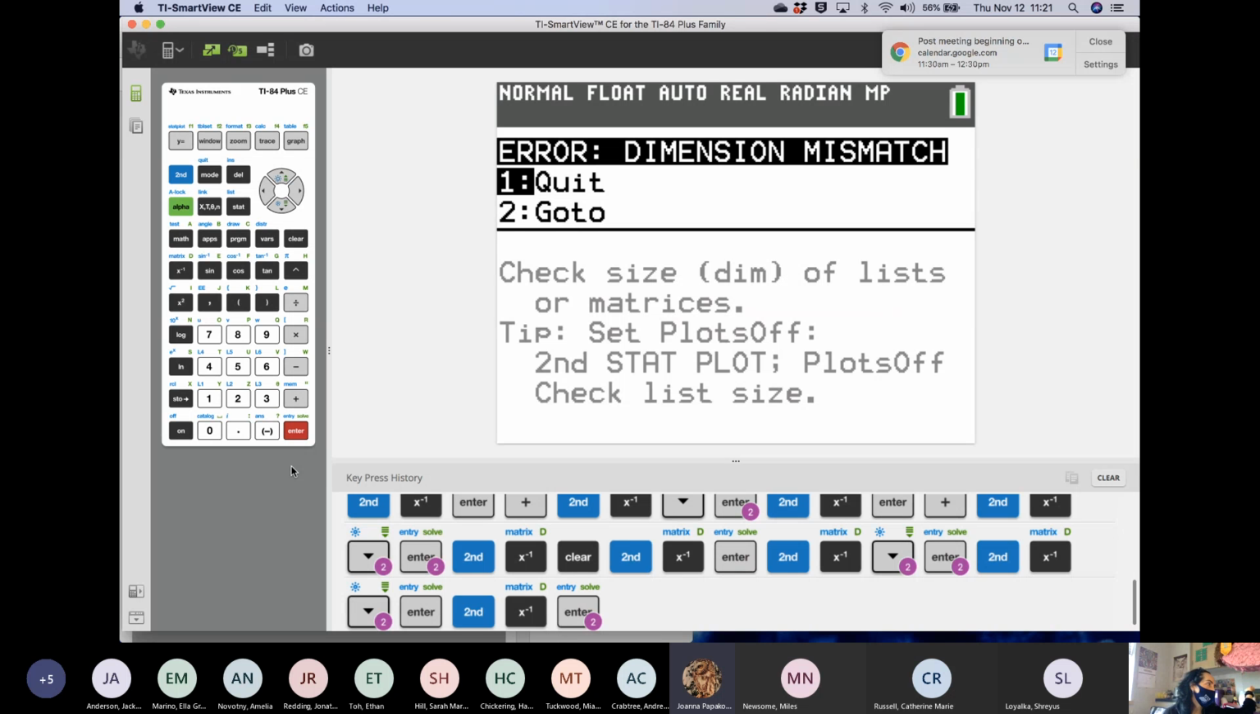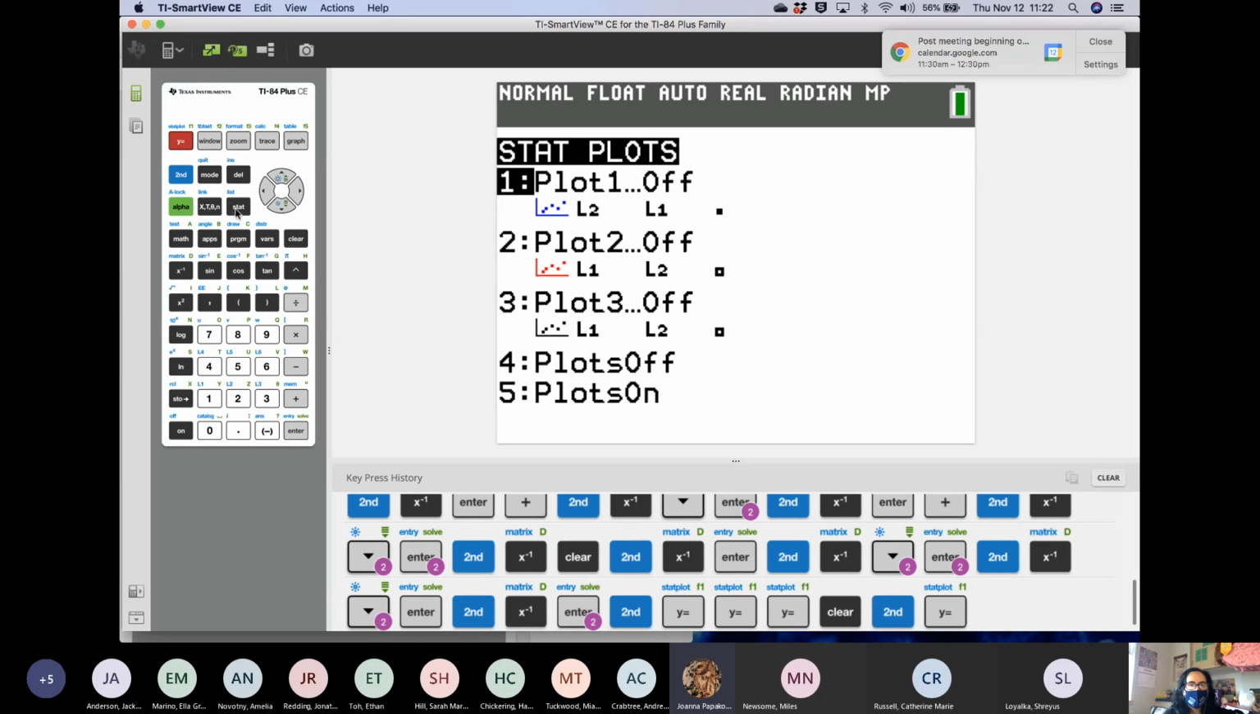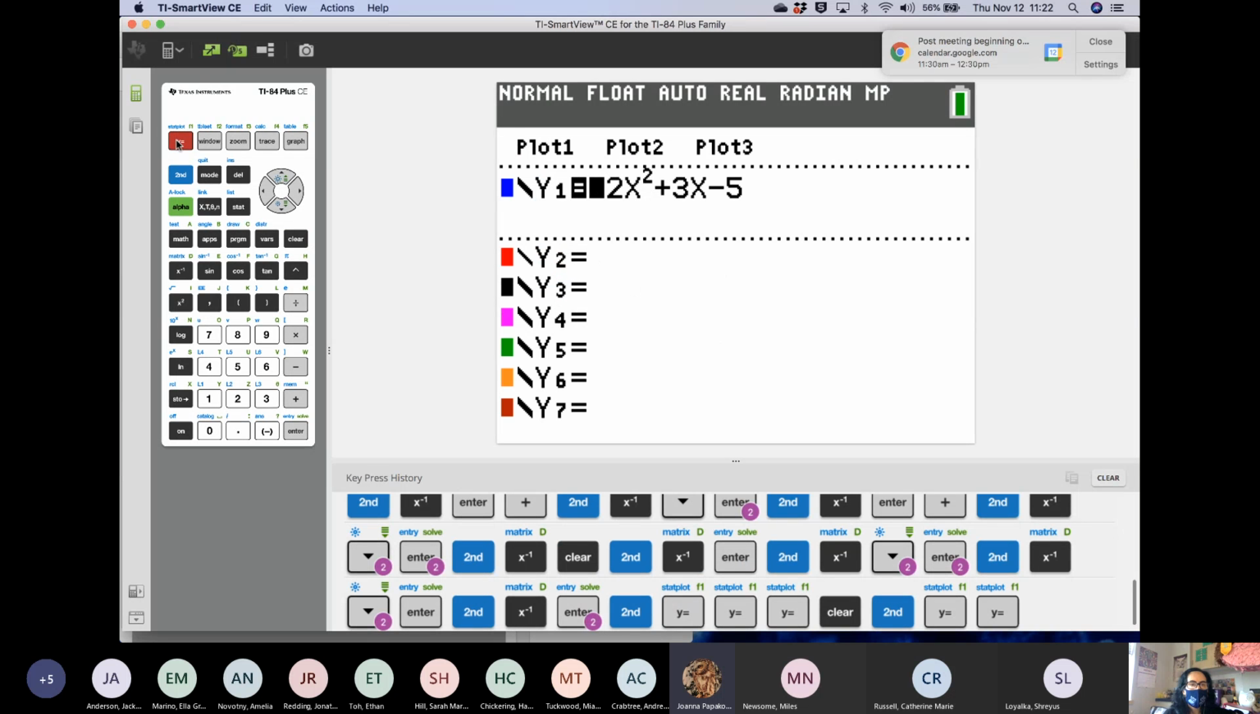Yes, sir. How do I get an error for 3 by 4 and 4 by? Yeah, you need to go and make sure everything else is off, right? Uh-oh. Well, we need to make sure all our plots are off. We can come over here and make sure. I would just get rid of everything, right? So there you have it.